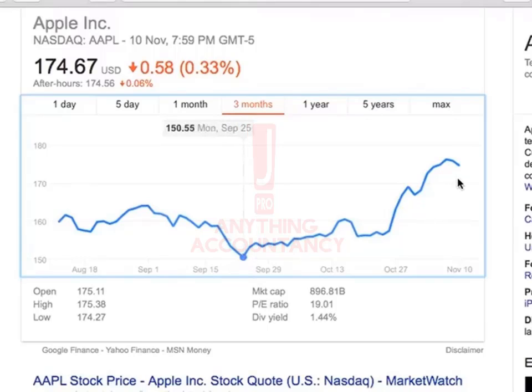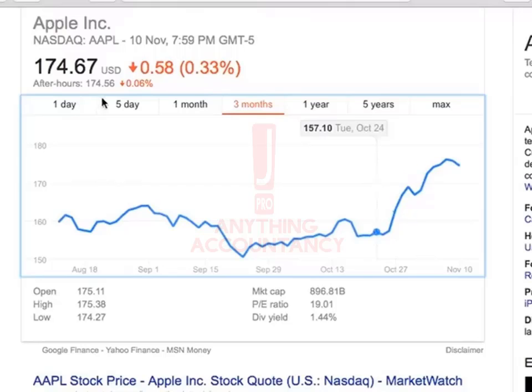If you had bought it here and sold it here, how much money did you make? About 24 US dollars per share. That's quite a lot of money, yes or not? Assuming you had money to go in the first place. Are you clear as well? Look at the PE ratio, the dividend yield, and the market capitalization. They say it's almost reached $1 trillion. They said it would have been the first $1 trillion company.